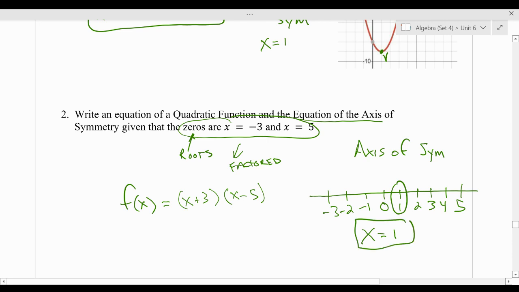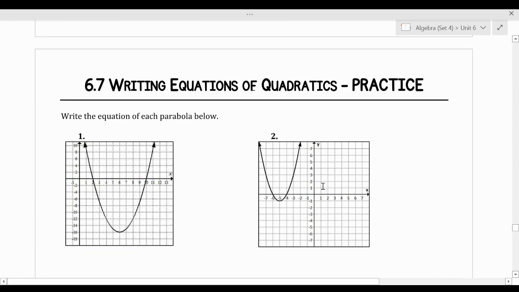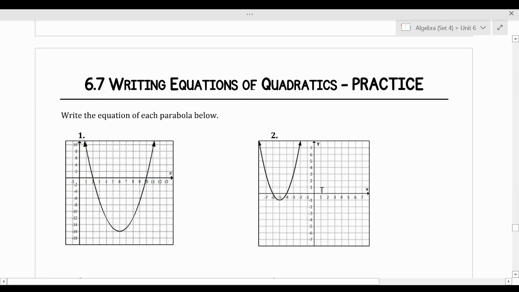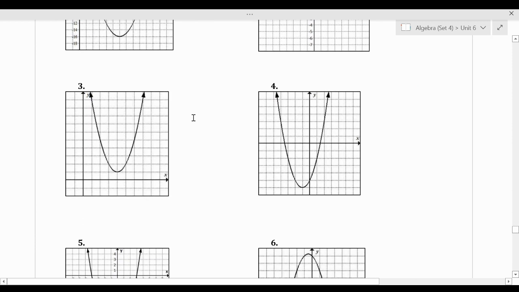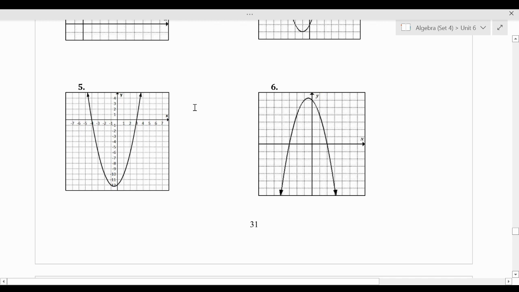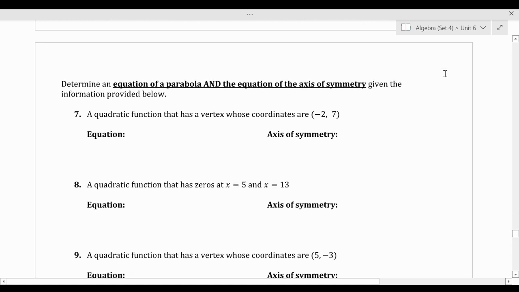All right. Hopefully this video helps you out. Please complete by the end of class 6.7 equations, quadratic practice. Some of these you can do either vertex or factored. I don't care as long as you get at least one. Pay attention to something. What value do you think is going to go in front of a parabola that goes upside down? Right? Maybe you got to put something in front of that function. All right. So please finish up to page 32.